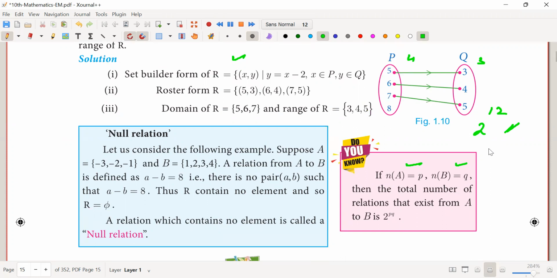2 power 12 is... At least until 2 power 10 you have to know. All right, 2 power 10 is 1024. All right, 2 cube is 8. 2 power 6 is 64.